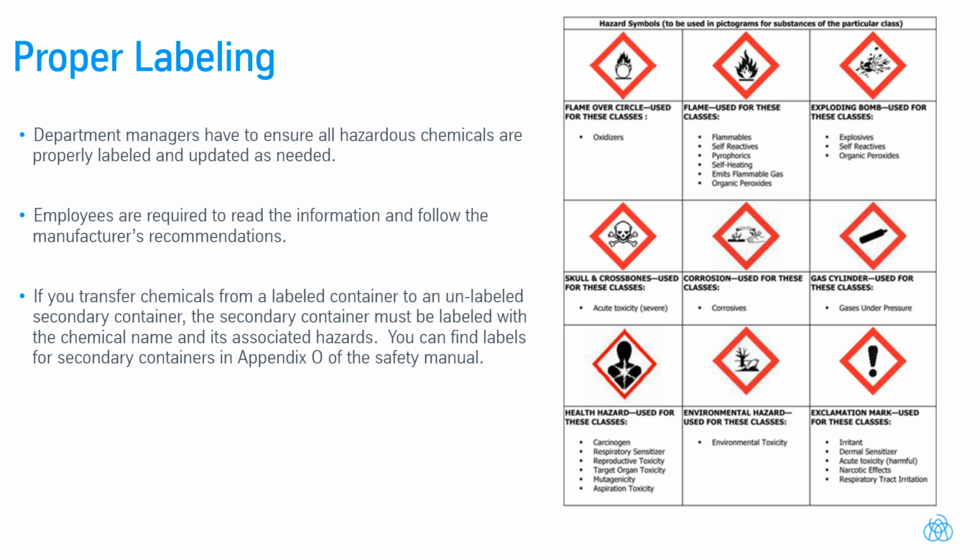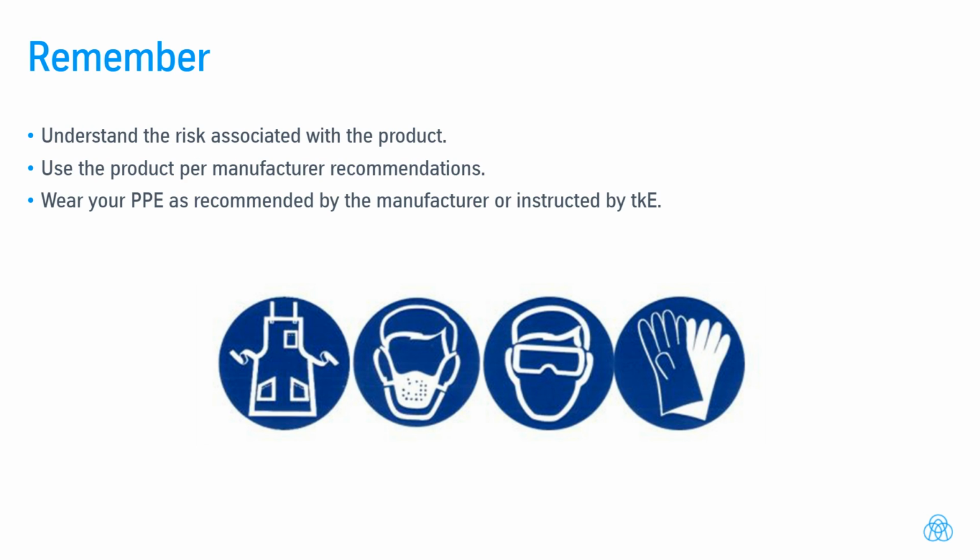If you transfer chemicals from a labeled container to an unlabeled secondary container, the secondary container must be labeled with the chemical name and its associated hazards. You can find labels for secondary containers in Appendix O of the Safety Manual. Remember to understand the risk associated with the product. Use the product per manufacturer recommendations. Wear your PPE as recommended by the manufacturer or instructed by TKE.